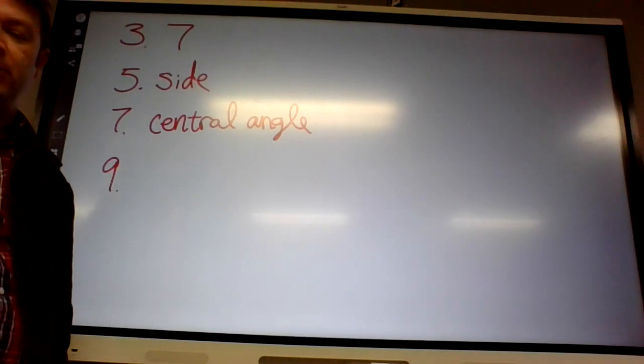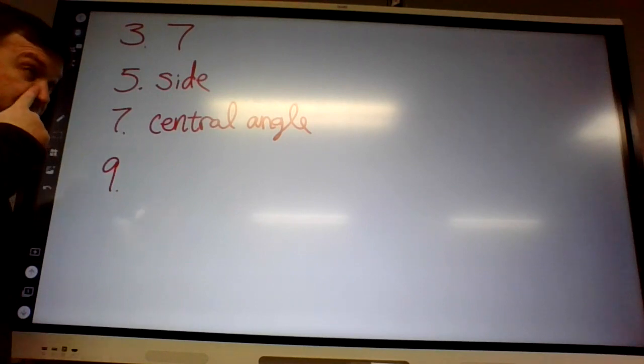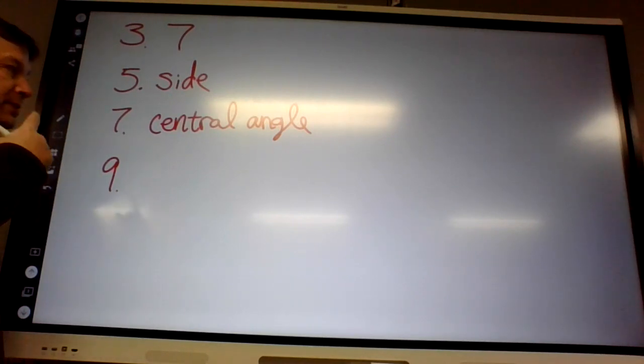Okay, what do all those angles in the middle have to add up to? 360, because they make a full circle. So if we want to find just one of them, what do we have to do? Divide by 5 in this case. The number of central angles is 5, so 360 split up into 5. What's 360 divided by 5?